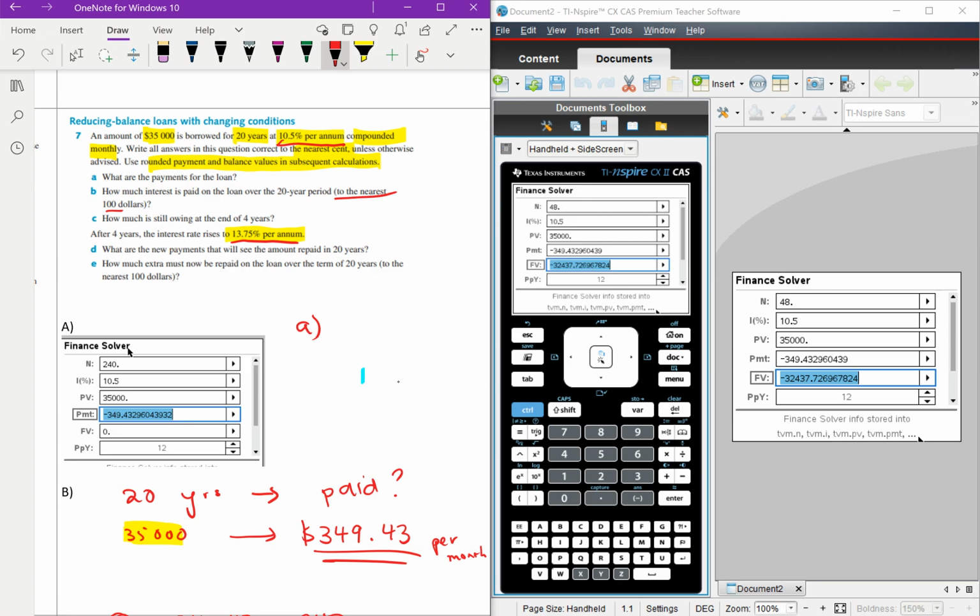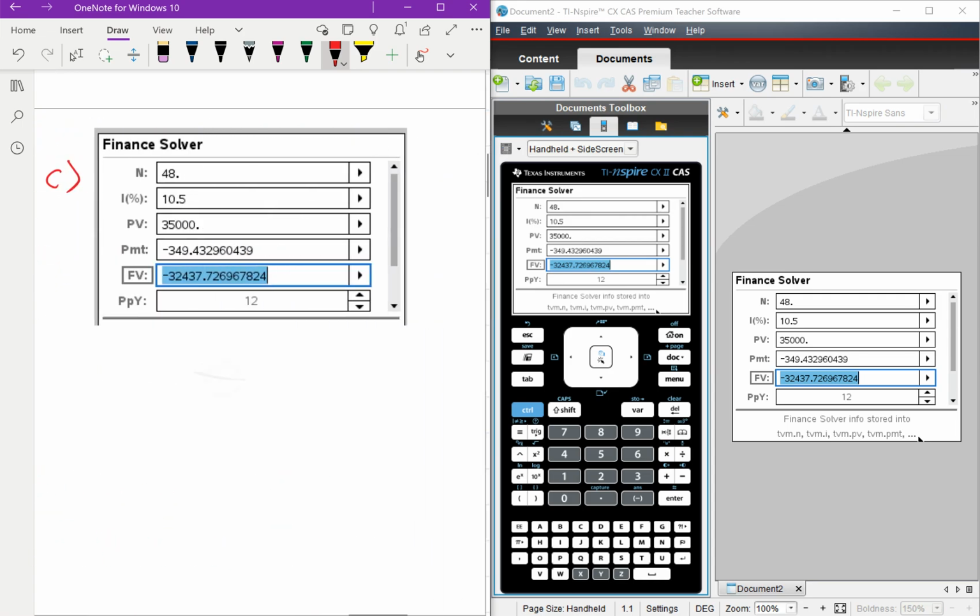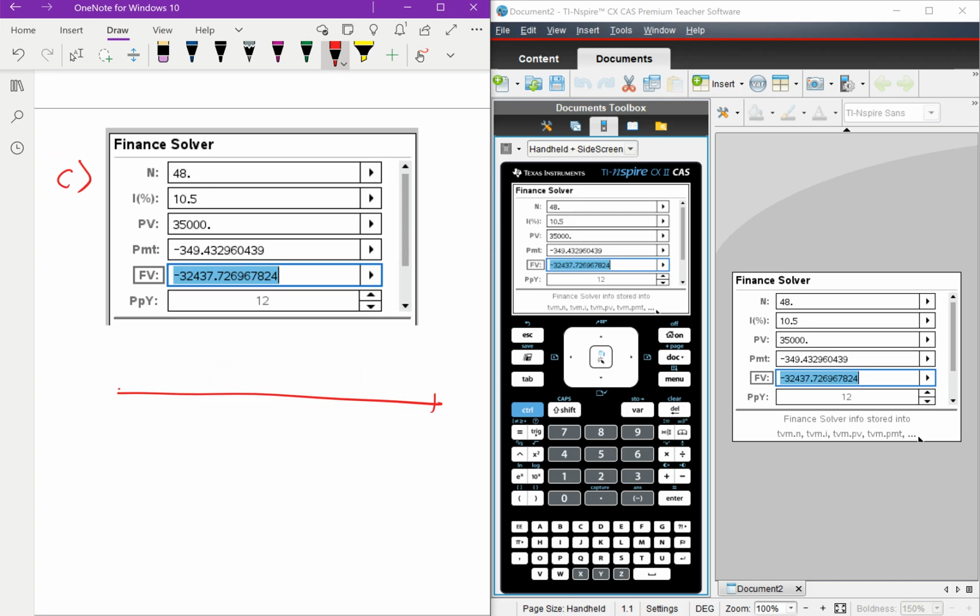And it says, what are the new payments that will see the amount repaid in 20 years? So you still have this 20-year loan, but remember the 20 years, so think of this as your timeline. If this is 20 years and this is when you first started, after 4 years into the payment, this was only 10.5%. But what they've done now is they've increased it from here to here. It is now 13.75%. But you only need to pay for the next 16 years, right?